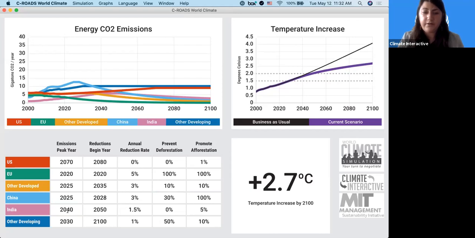And so we see some of those small changes being made to temperature, having us right now at a 2.7 degree temperature increase. So next, moving over to India, we also see some stronger targets here. We see emissions peak year at 2035. So watching that pink line shift a little bit. 2045 with the reduction start year, keeping their reduction rate the same and keeping their deforestation and afforestation efforts also the same as their previous proposal.